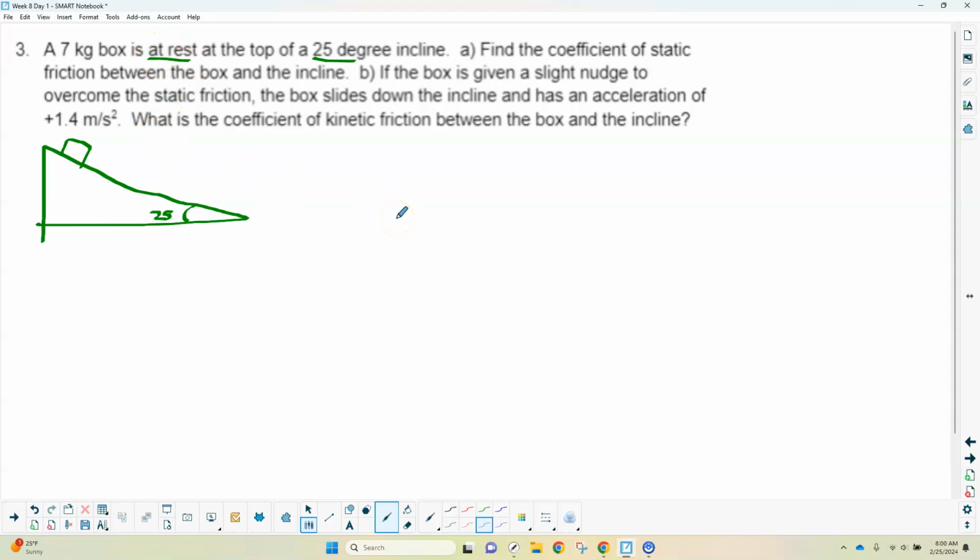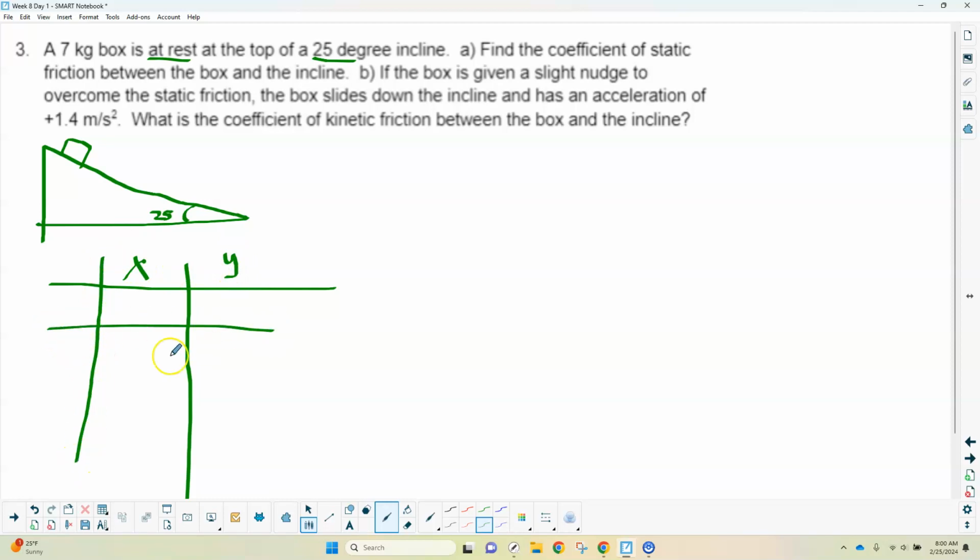You could remember the lesson that we did in class, but I'm going to take you through it kind of the longish way, where you use the forces, because that's more of what you would need to do if you had a, like, part B. So we're going to figure out the forces in the X and the Y. There's only 3 forces acting on this box.